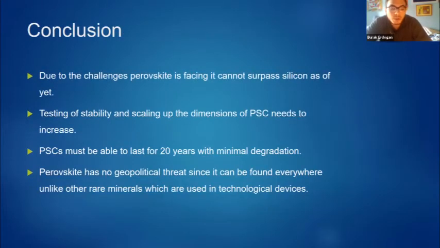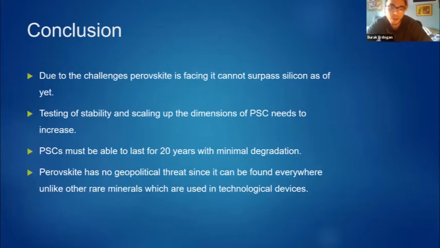My conclusion from the literature review I have done is that while perovskite solar cells have good performance results, are cheaper than silicon and better for the Earth overall, it is still a developing technology. Its instability and size problems need to be addressed. So testing of stability and scaling up the dimensions of PCSCs need to increase.